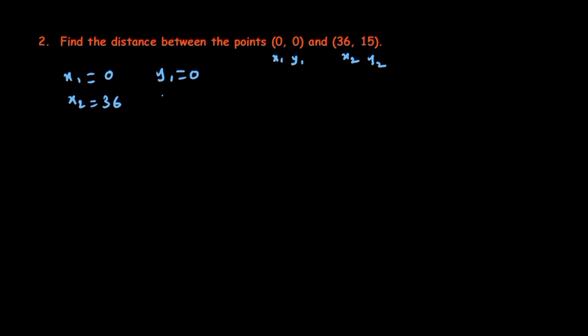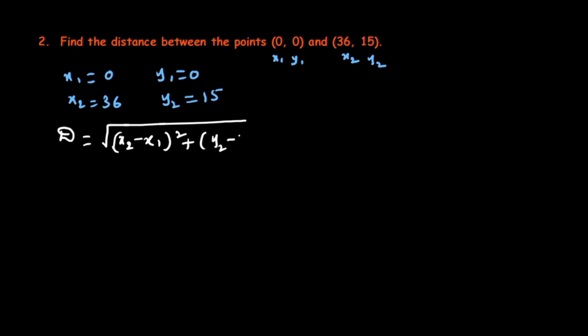Okay, so the distance formula now: root of x2 minus x1 whole square plus y2 minus y1 whole square. Yes, x2 is 36 minus 0 whole square plus y2, 15 minus 0 whole square.